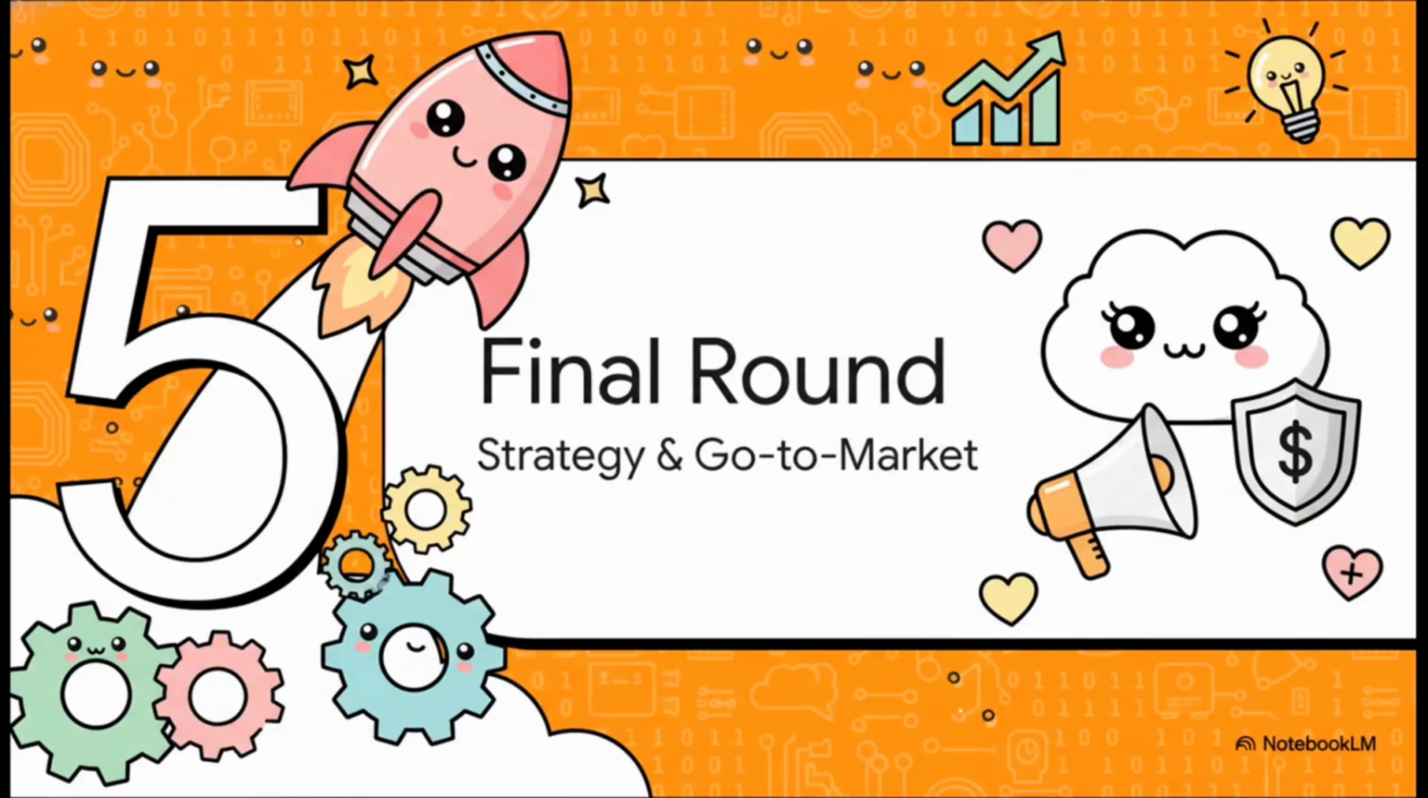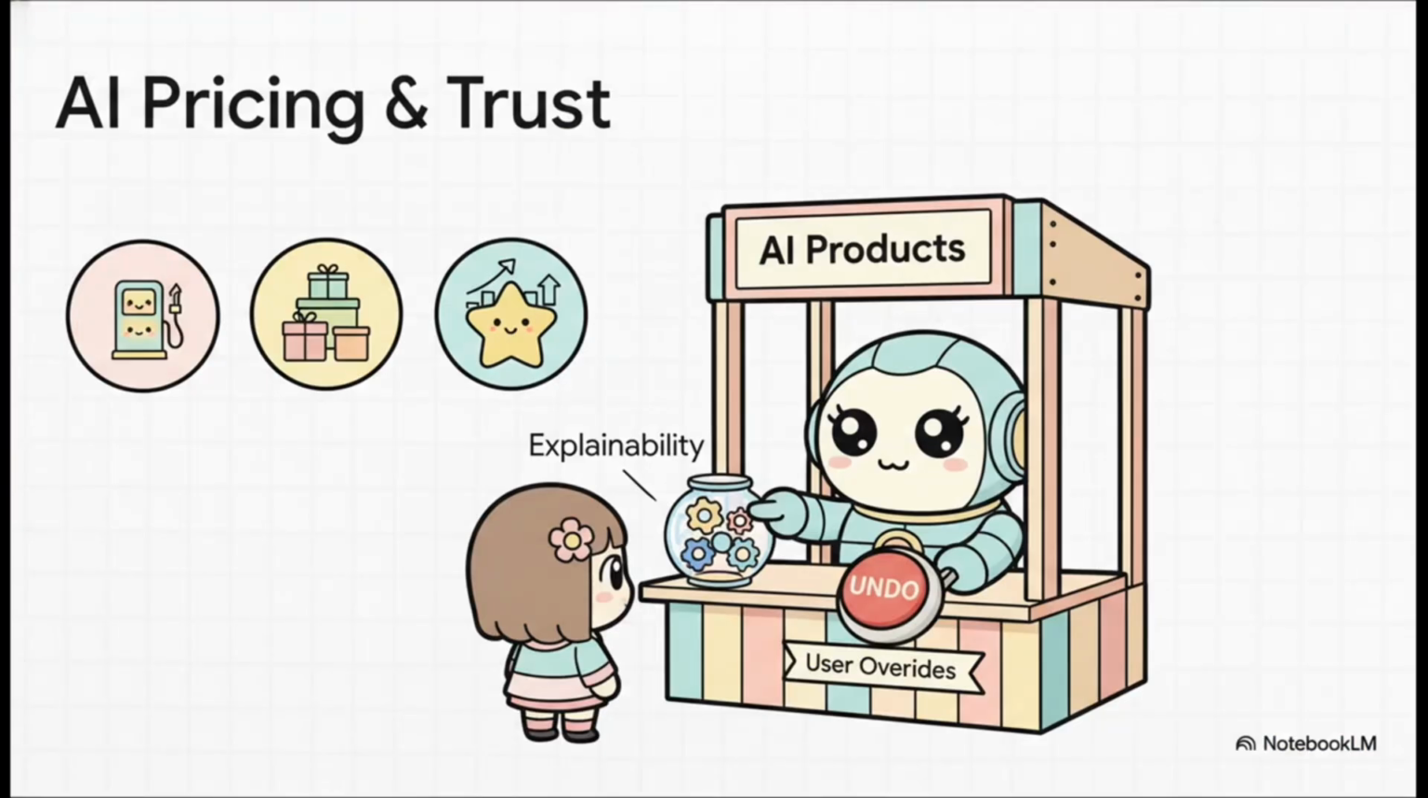We're here, the final round, strategy and go to market. This is where we take all that techie stuff we've been talking about and connect it back to what really matters, creating business value and launching a product people actually want to use. So how in the world do you price an AI product?